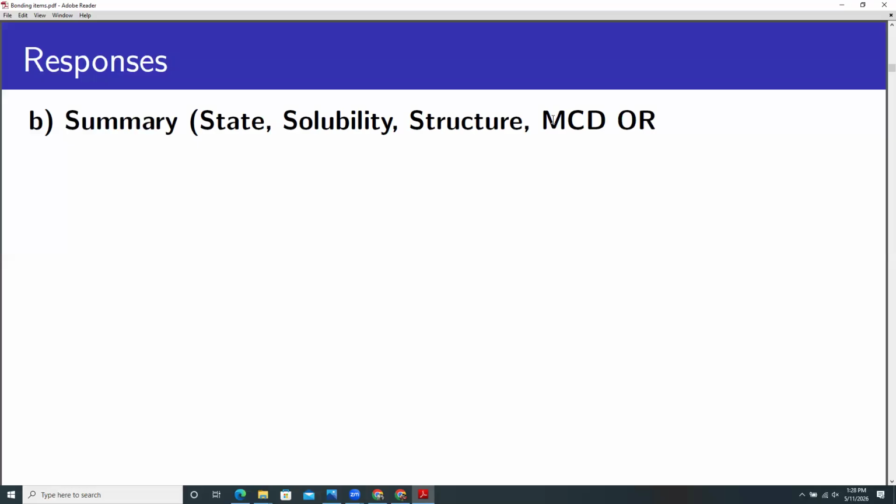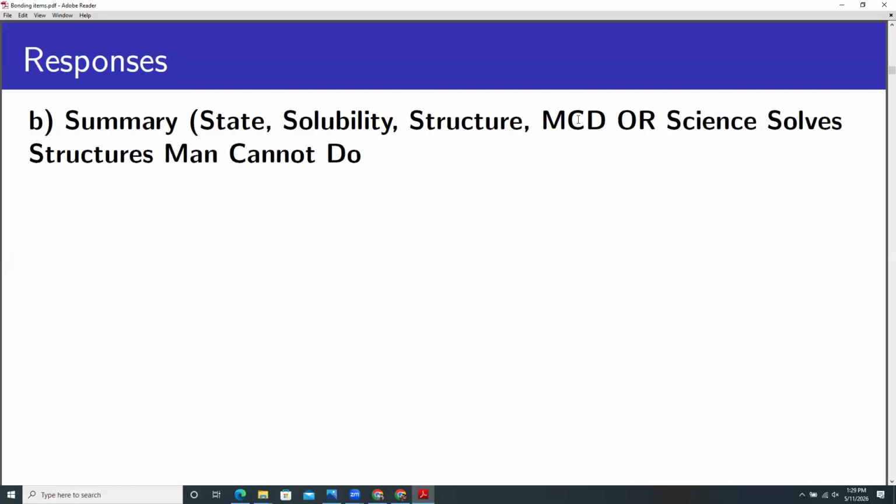M stands for melting point. Kindly take note of that. M is for melting point, C is for conduction, then D is for density. Alternatively, one can use "Science solves structures money cannot do": Science for state, solves for solubility, structures for structure, money for melting point, cannot for conduction, do for density.